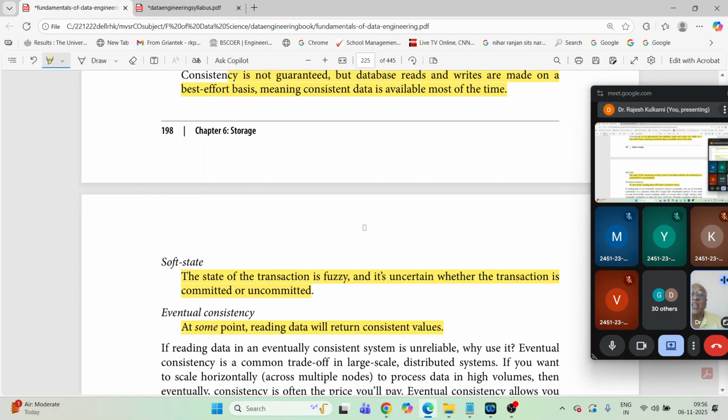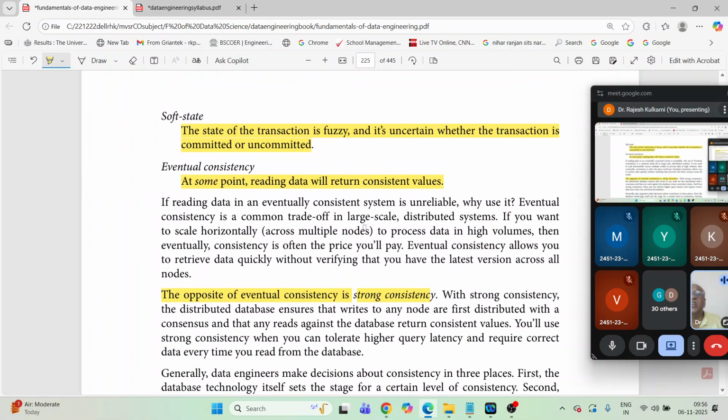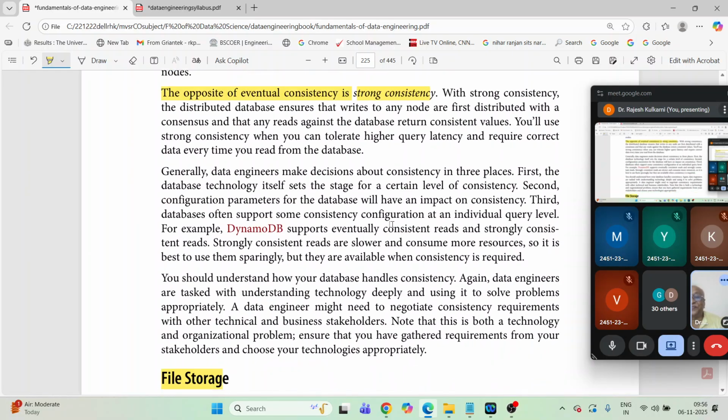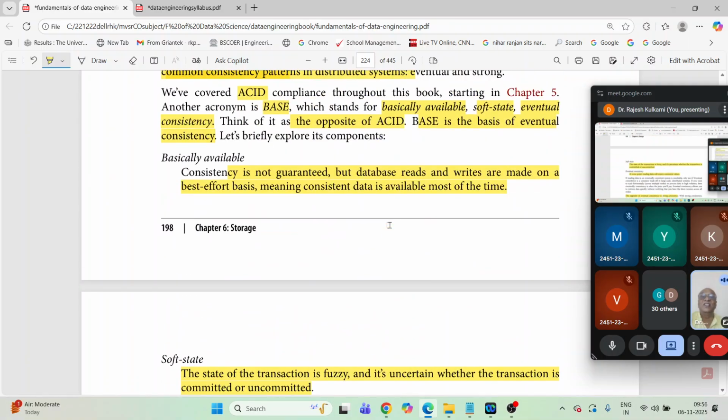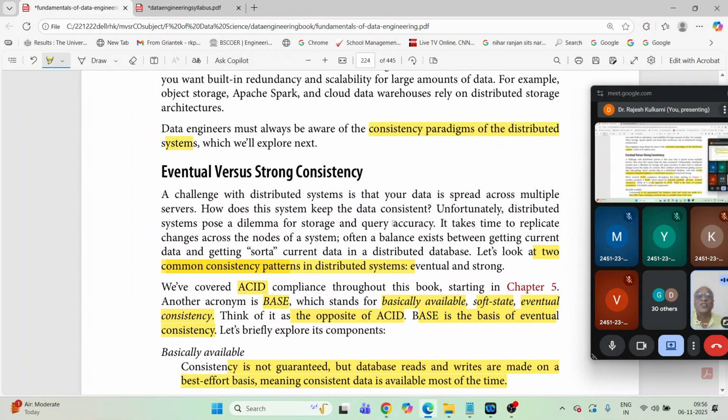Soft state means the transaction state may be fuzzy and we are not certain whether the transaction is committed or uncommitted. Eventual consistency means at some point reading data will return the consistent values. Now coming to the opposite of eventual consistency, which is strong consistency. This is very interesting, right? Eventual consistency is needed because parallelism and distribution are on a higher side, whether it's storage or access, you have streaming data, everything is huge.